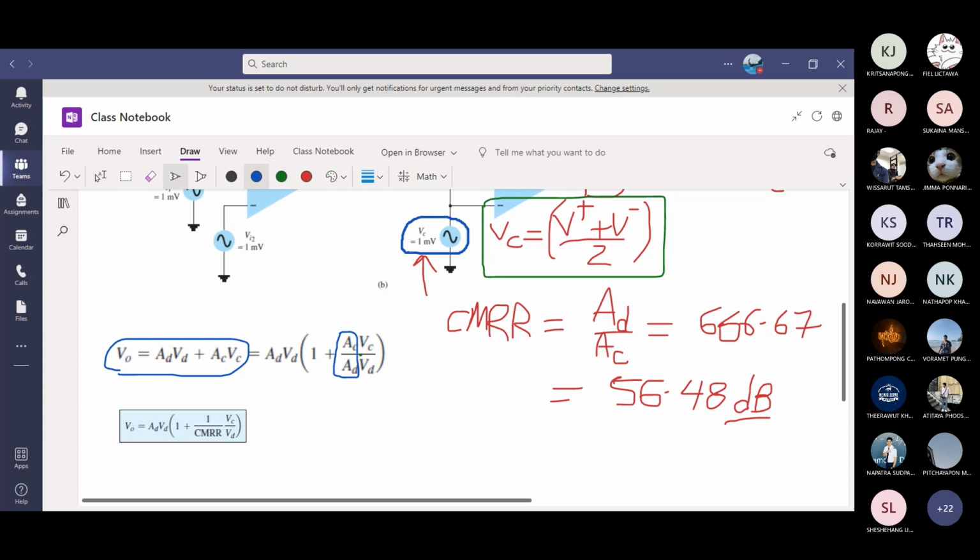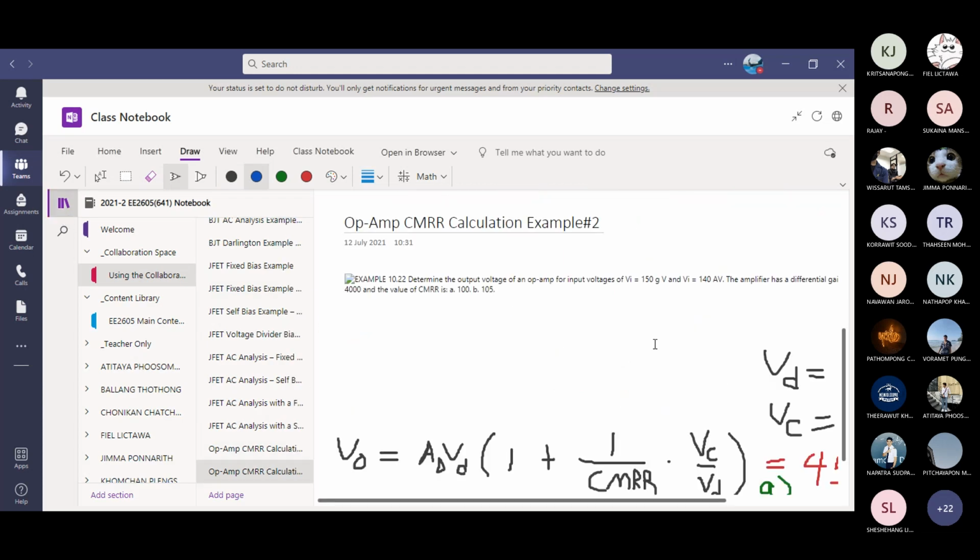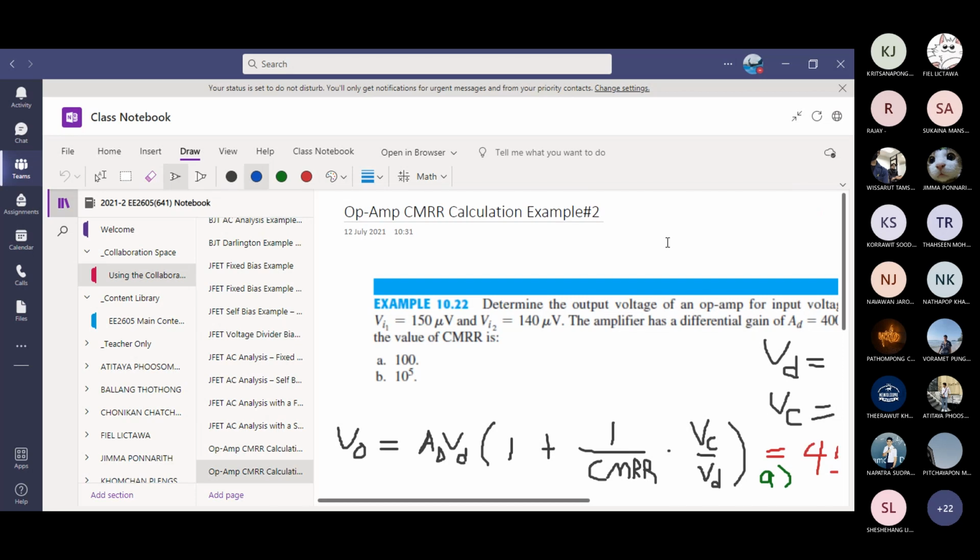Okay, and then let's see what else we have for CMRR. I think we have another problem. This one is probably worked out already. It's a worked out one, but I'll show you nonetheless.